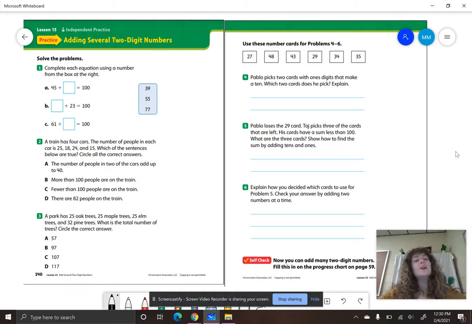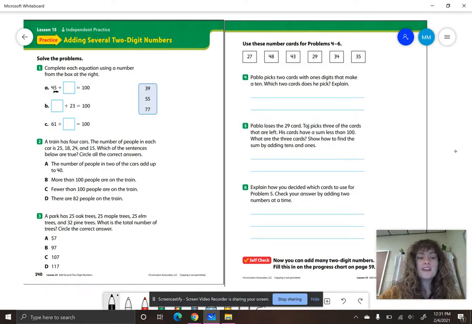Okay, so letter A, it says 45 plus a missing part equals 100. So remember, 100 is 10 groups of 10. So that means that we are making a group of 10 with our second part. So remember, we can look at our ones place to see what we can add to make a group of 10. So looking at 5 plus 5, 6, 7, 8, 9, 10. So 5 plus 5 makes 10.